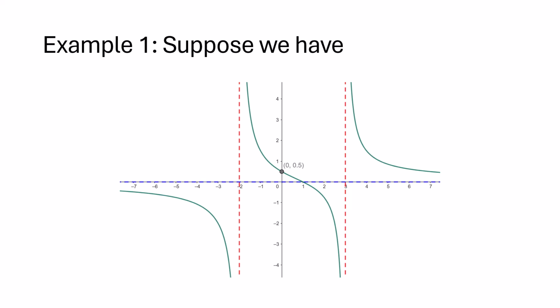Let's look at our first example. Here is the graph of a rational function. The asymptotes are dashed, so they are not part of the graph itself, but they do provide guidelines on the behavior of the function as we approach certain values.